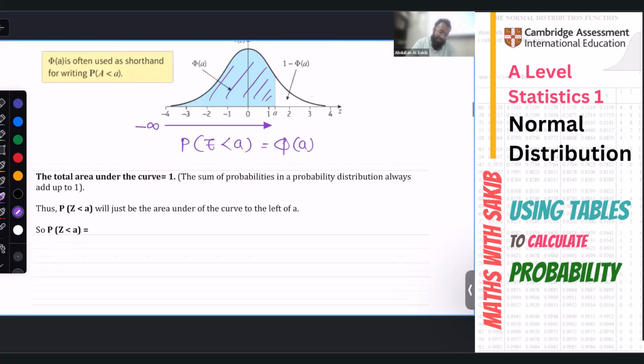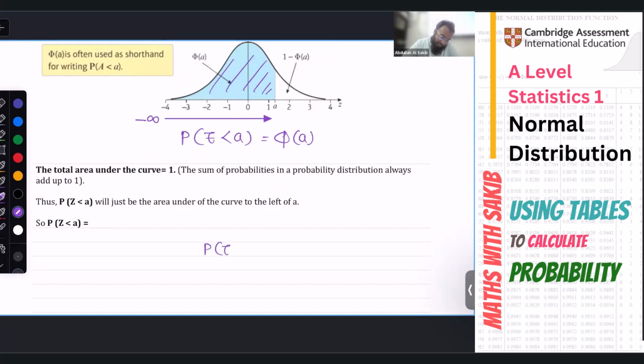Okay, now suppose I say probability of Z is less than 2. So what should I write then? Phi of 2. Clear? So if I say probability of Z is less than -1, what should I write? Phi of -1. Clear? So if I say probability of Z is less than 3, it means phi of 3. Clear?